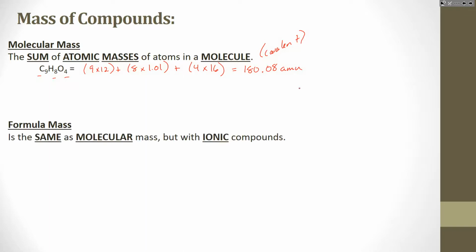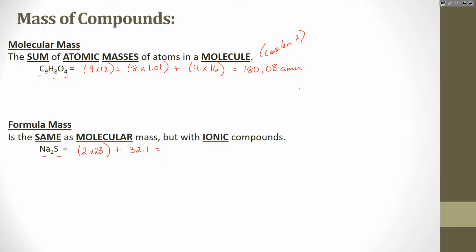Now, a formula mass is the same idea, but we're talking about an ionic compound. If we're talking about sodium sulfide, this is ionic because you have a metal and a nonmetal. If we want to find the mass of this compound, there are 2 sodiums, so 2 times, and we look up sodium, and it should be 23 AMUs. And sulfur, there's only one of them, so it's 32.1.